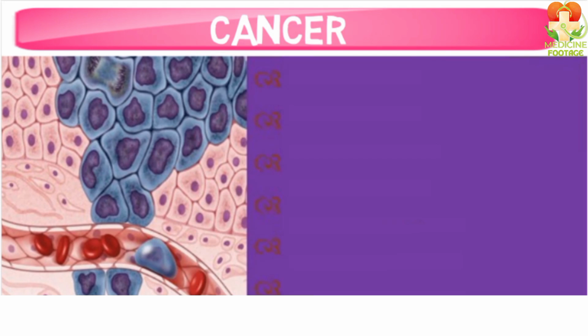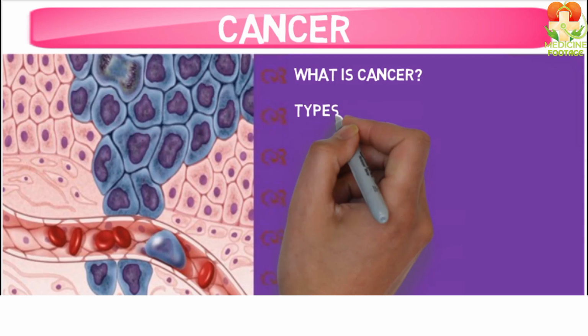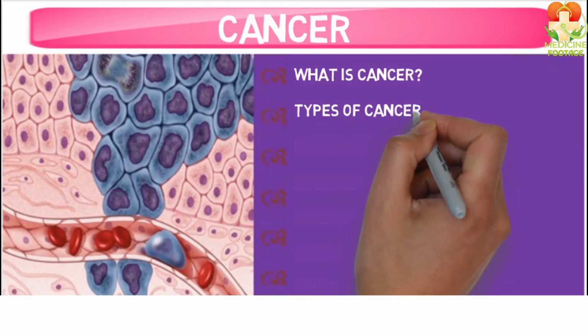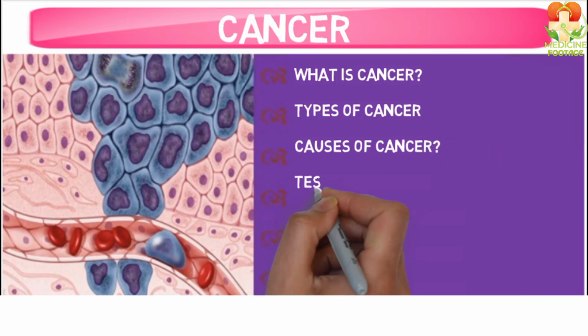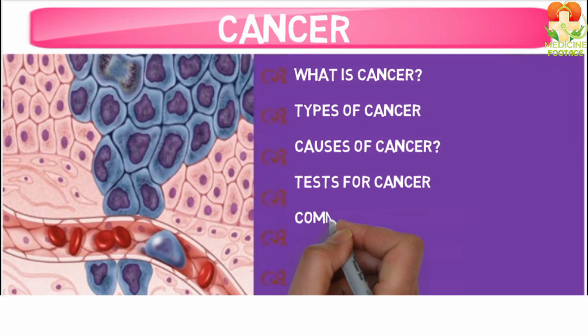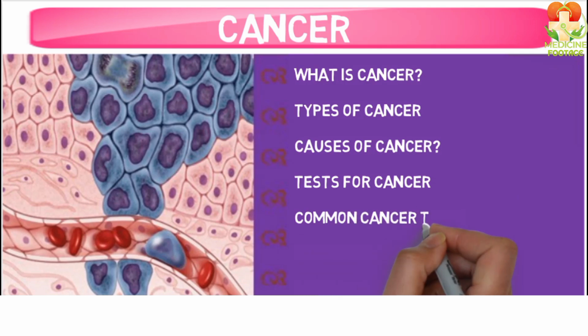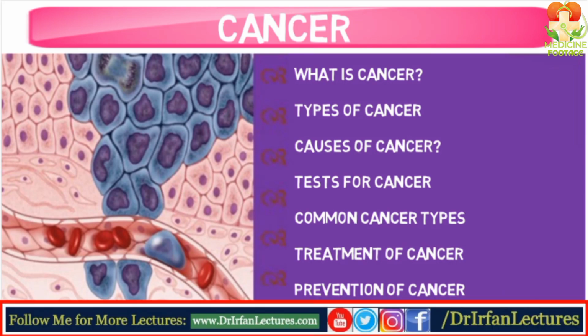Their list is in front of you. First, I will tell you what cancer is. After that, I will tell you how many types of cancer there are. Then we will move on to how many causes of cancer exist. After doing this, I will tell you which diagnostic tests confirm cancer. Then I will tell you what types of cancer are very common in the world. Then we will proceed to what treatment is possible if someone has cancer. After that, in the end, I will tell you what things we can do to prevent ourselves and others from cancer. So we will study prevention too.